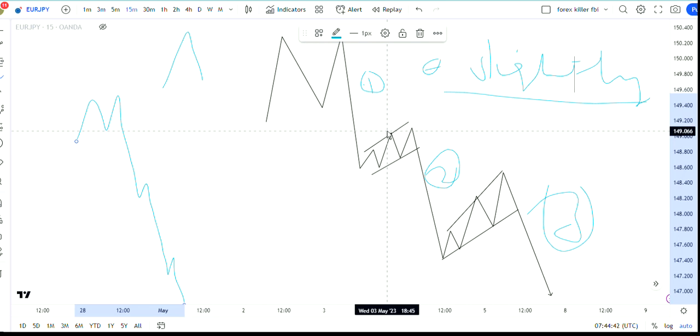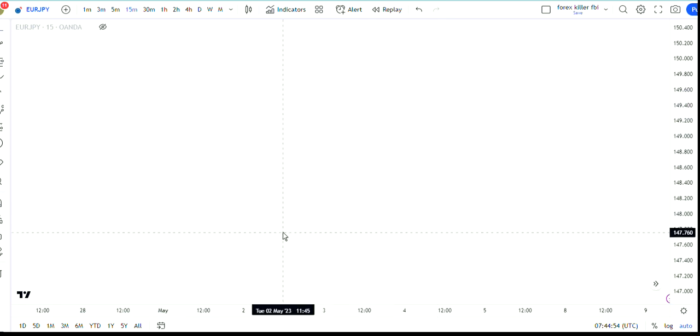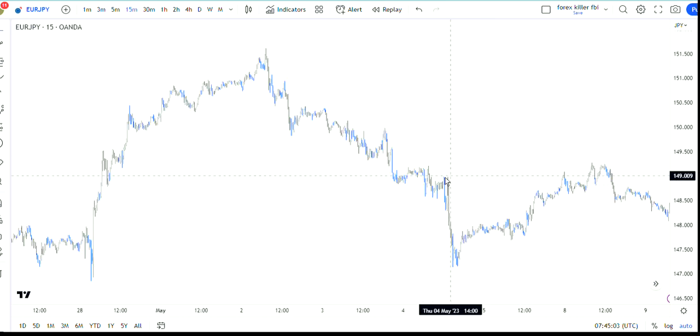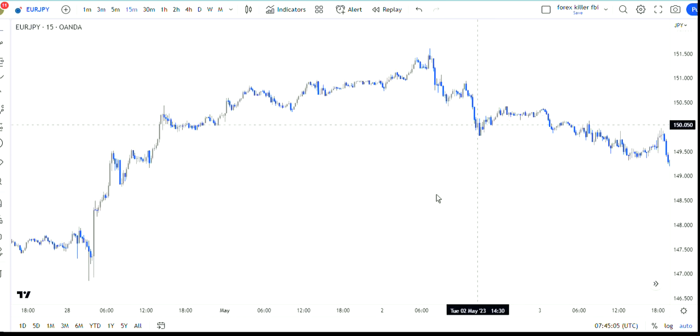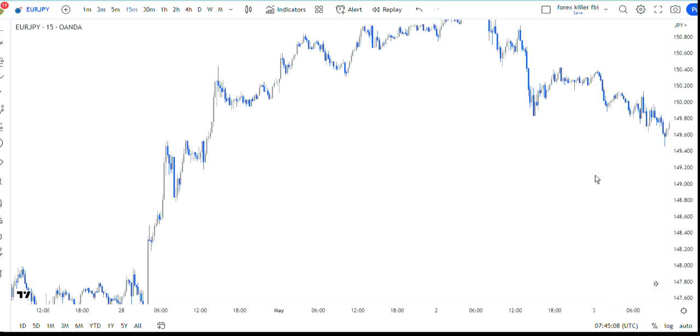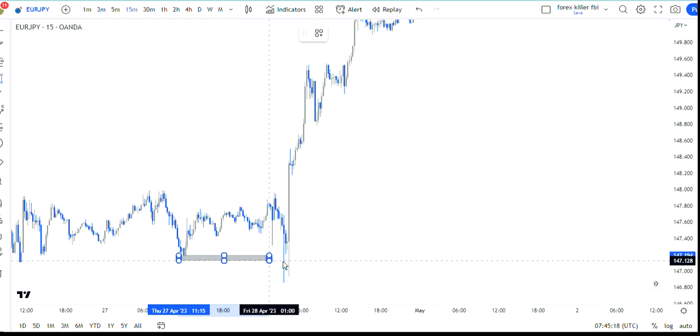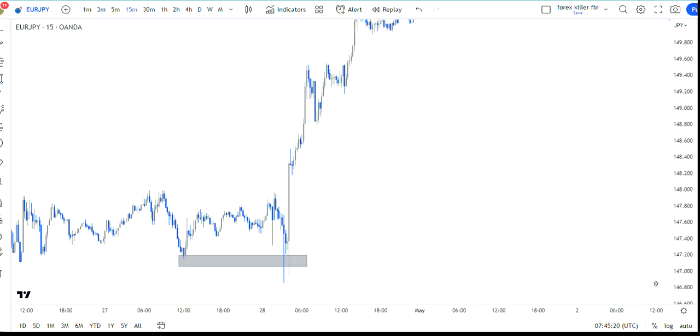So let us look at a real chart to see how these levels look. As you see here, we have Euro Yen, ladies and gentlemen. We have a reversal structure right here. This is what we call a double bottom.